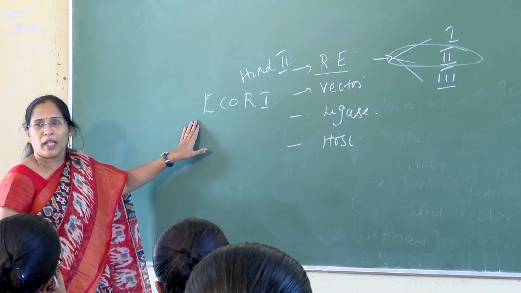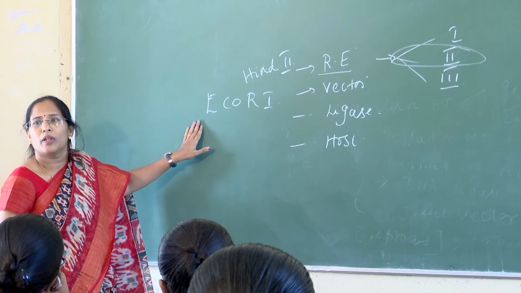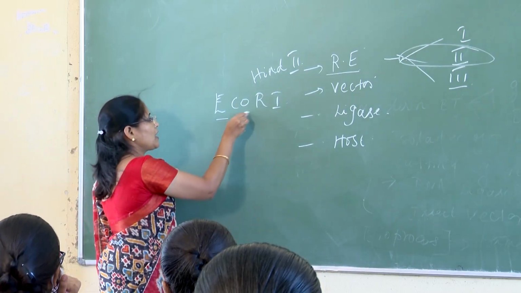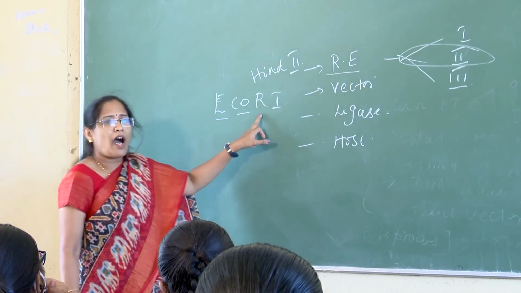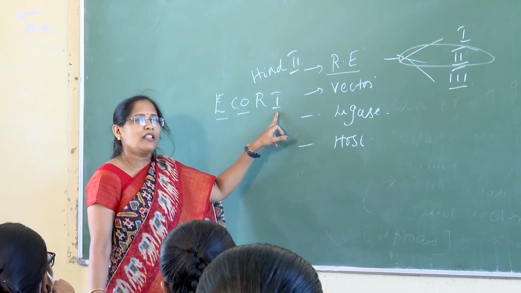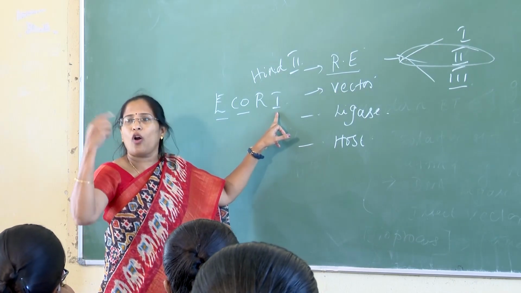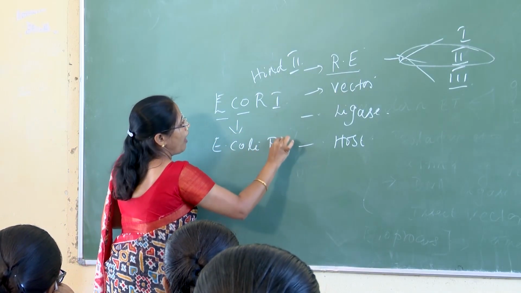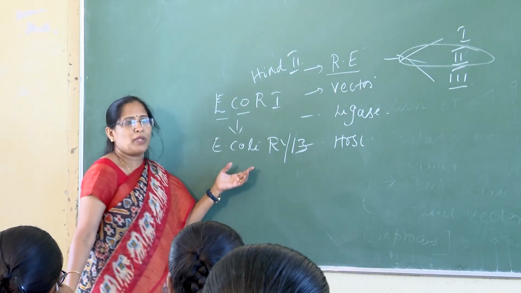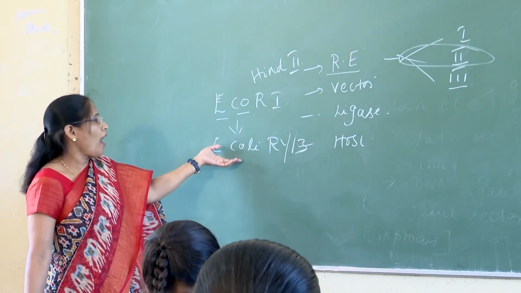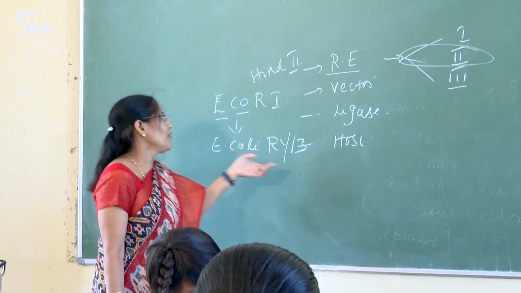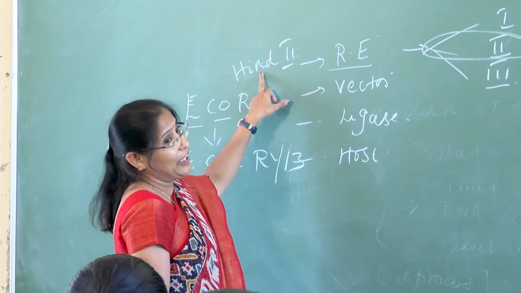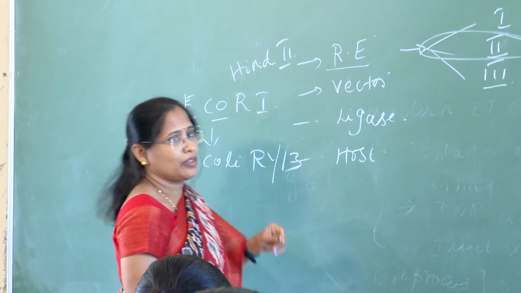Okay, you know how to name them? How do we need to name them? First is the genus's first letter. Then the species, that is Escherichia coli. Then R stands for the strain. Then I stands for the first developed one according to the order. Actually, it is from Escherichia coli RY13. That is a strain. Please take down: E. coli RY13 is a strain from which you get this EcoRI. But the first developed is your HindII. Got it? Don't get confused.